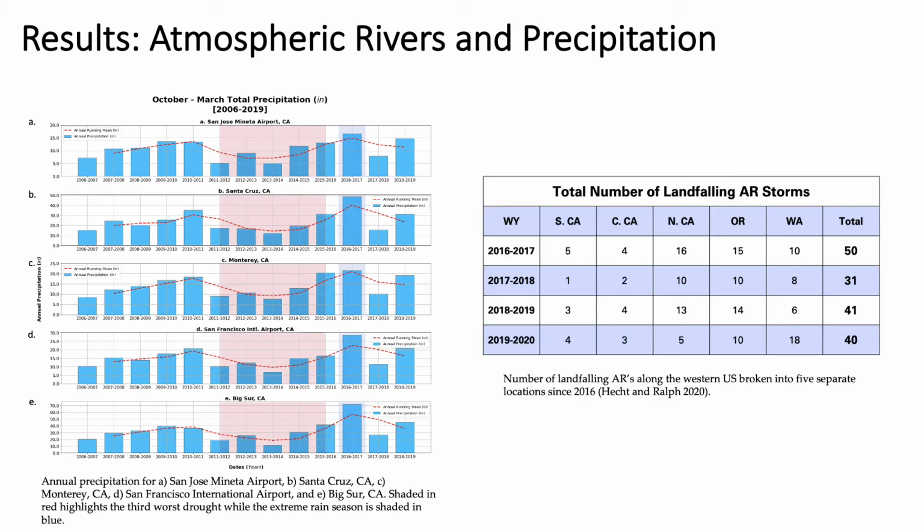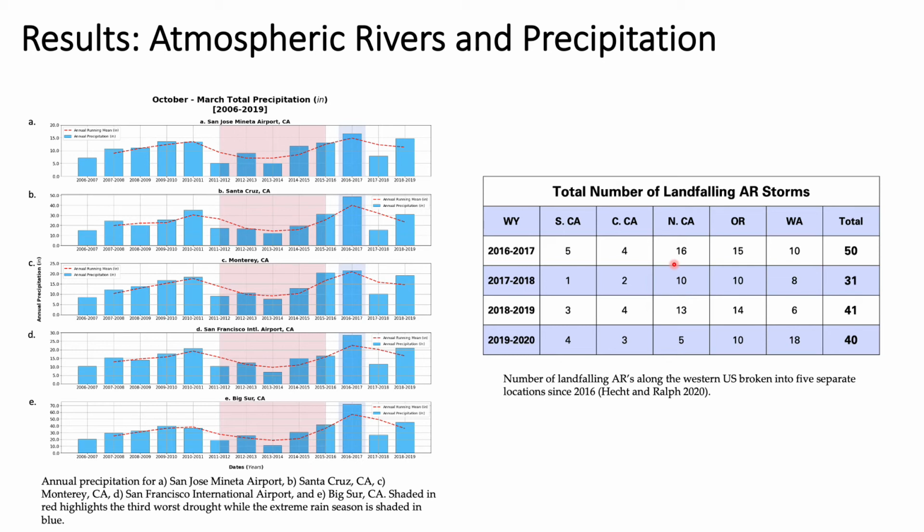And then just finalizing on the atmospheric rivers and precipitation, we looked at the total number of landfalling atmospheric storms that occurred from 2006 through 2016. And then in '16, we had our big atmospheric river event year. We had 50 total. Predominantly, most of the atmospheric rivers found themselves in northern California to Oregon up into Washington.